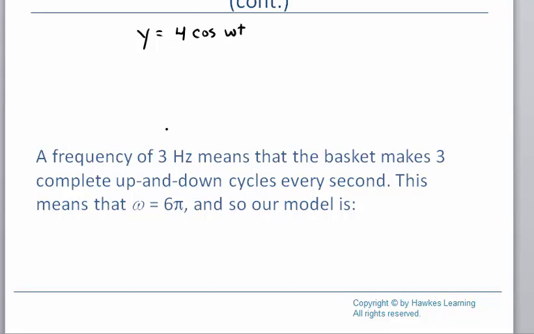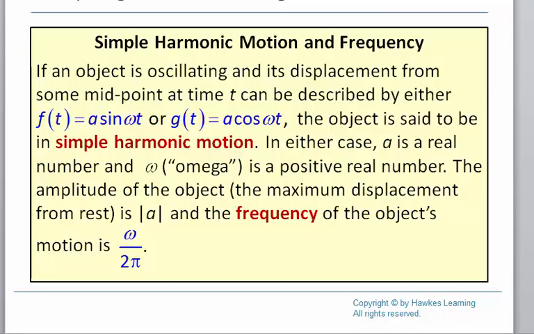All right, so let's look at what the omega is going to equal. It says a frequency of 3 Hertz means that the basket makes 3 complete up and down cycles every second. So we've already talked about that. And then they go on to say, well, this means that omega is equal to 6 pi. All right, so let's look at how they're getting that. If we go back to our definition, it says that the frequency of the object's motion is omega divided by 2 pi.